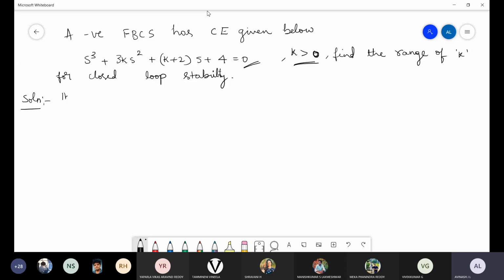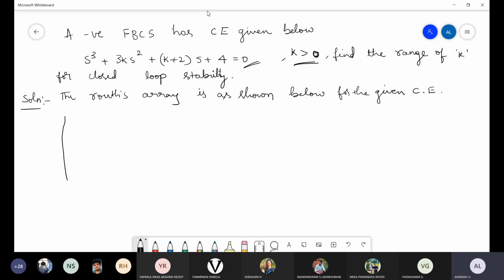Solution. So what is the first step? The roots array. I can also say the RH array. The roots array is as shown below for the given characteristic equation.